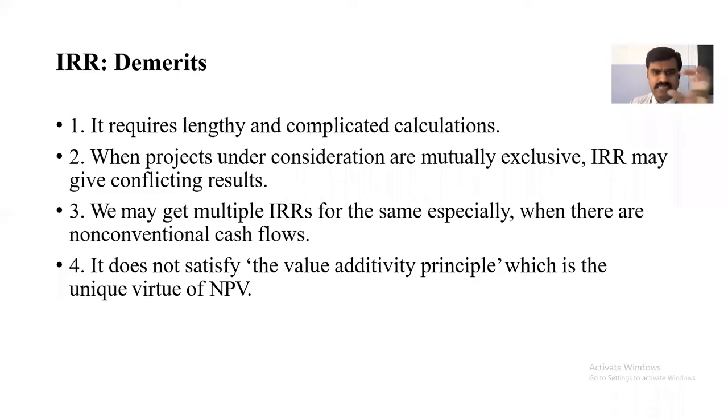And when projects under consideration are mutually exclusive, IRR may give conflicting results. Because we may get multiple IRRs for the same project, especially when there are non-conventional cash flows, when the cash inflows are not constant. And it does not satisfy the value additivity principle, which is the unique virtue of NPV. What do you mean by the value additivity principle?